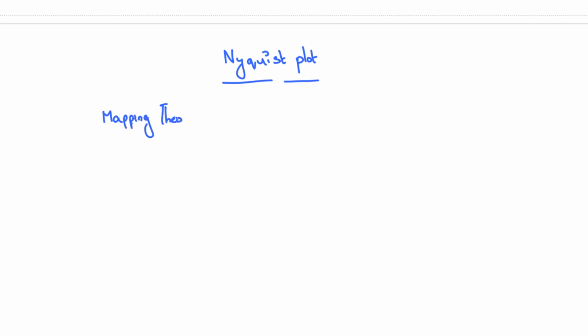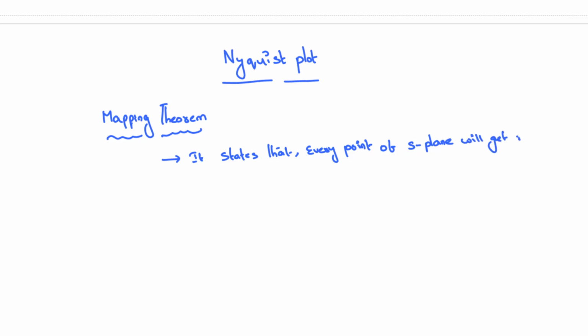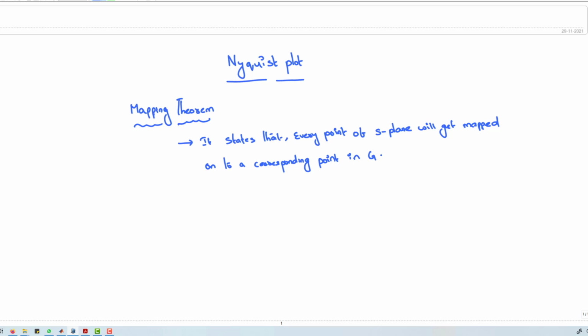This mapping theorem states that every point of the S-plane will get mapped onto a corresponding point in the G(s)H(s) plane, where G(s)H(s) is any function of s. That means, for example, if you draw a point on the S plane, there will definitely be a certain point on the G(s)H(s) plane. The combination of all points in the S plane is called the Nyquist contour, and the plot of this Nyquist contour onto the G(s)H(s) plane is called the Nyquist plot.